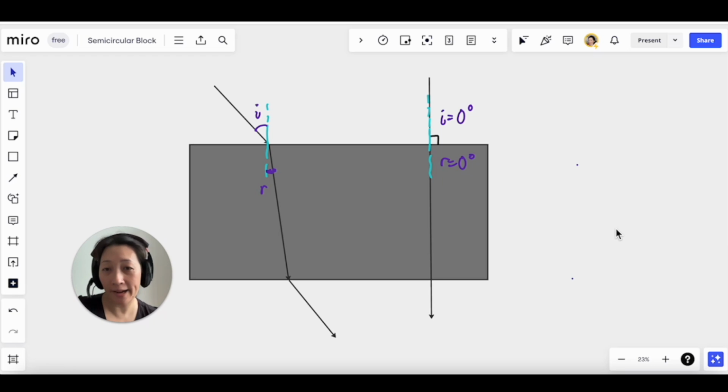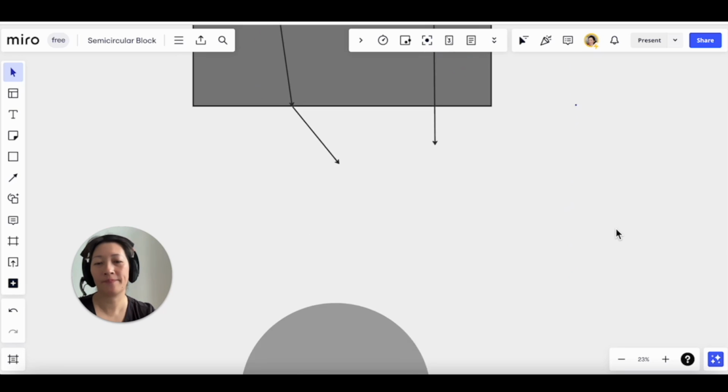So any light ray that travels parallel to the normal line or perpendicular to the boundary will always continue to travel in a straight line. And the reason for this is because when the incident angle is 0, the refracted angle is 0. So what has this got to do with the semicircular block?